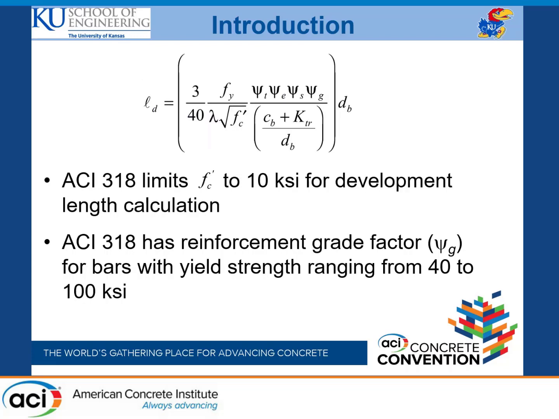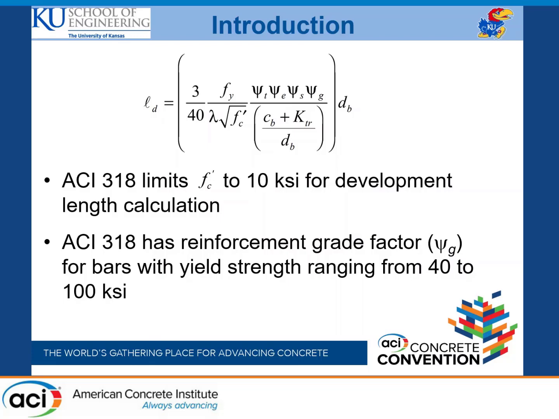So this is the current design equation for development length. Here fy represents the yield strength of the bar, f'c the compressive strength of concrete, and there are other factors, psi t, psi e, psi s, and psi g, to account for casting position of the bar, surface condition, size of bar, and grade factor.